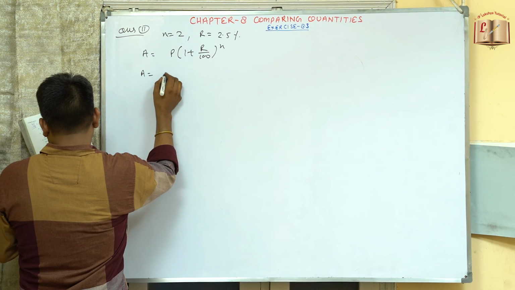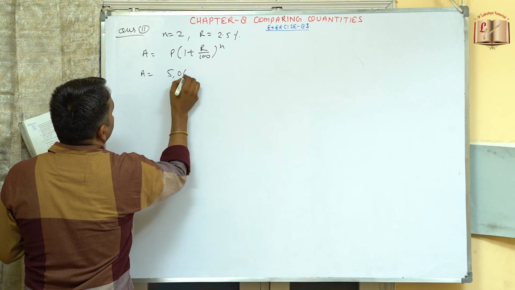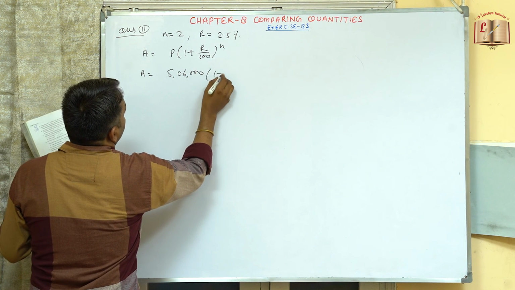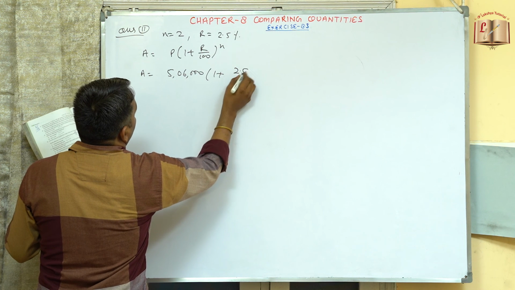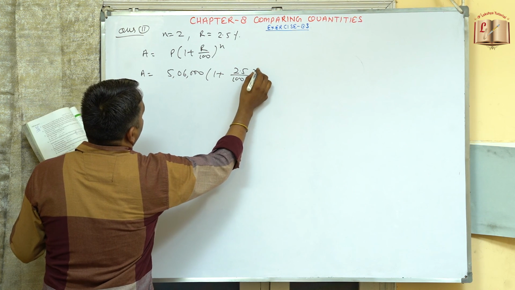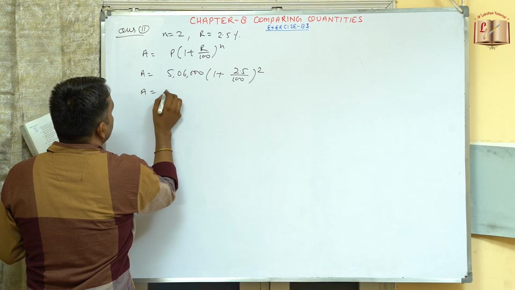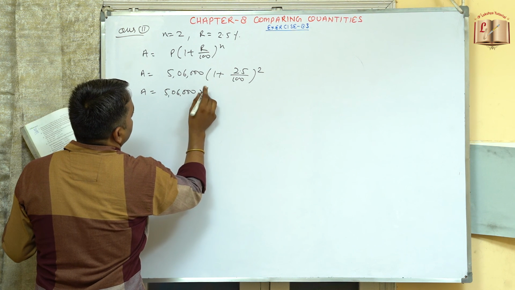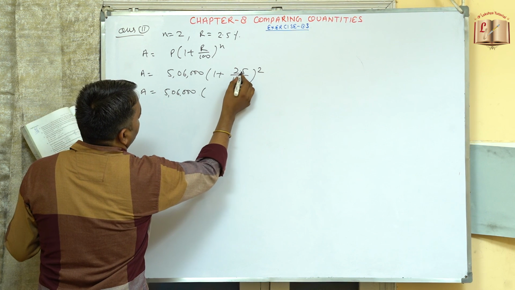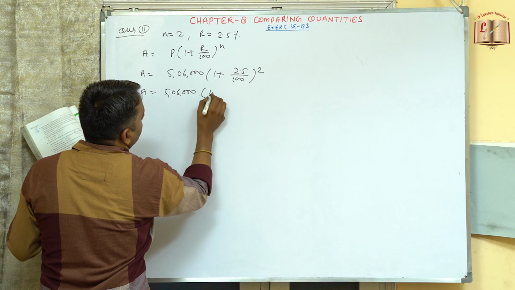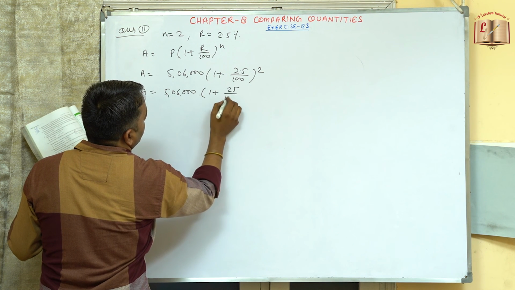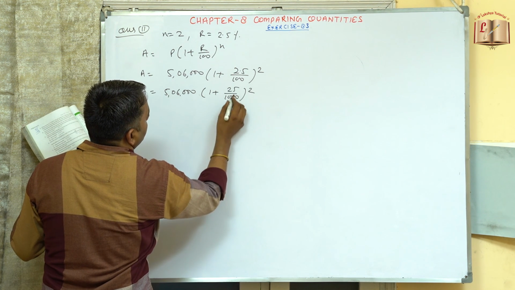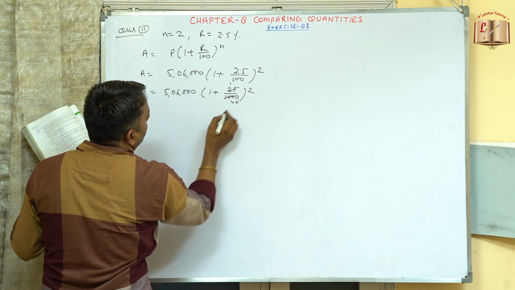So A will be equals to now initial count is 5,06,000. 1 plus R is 2.5 by 100 to power n is 2. So A is 5,06,000 into this will be now, we can calculate this decimal, we can find it out, 25 by 1000 to power 2. So 1, this is 40.